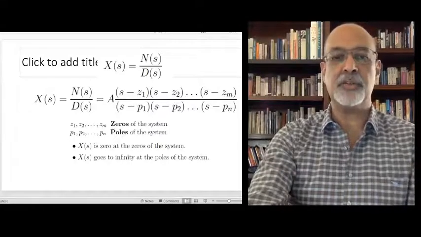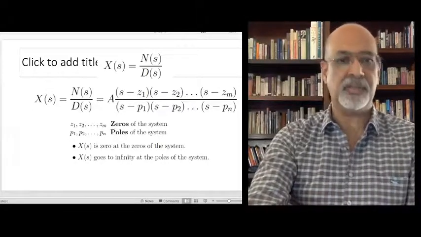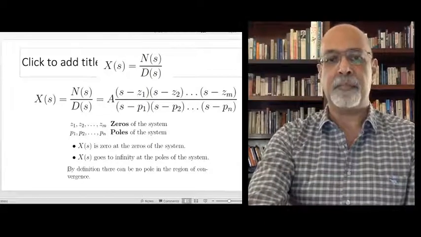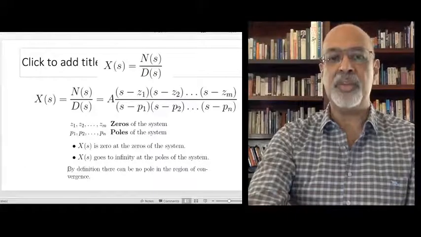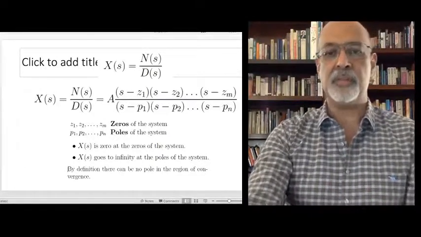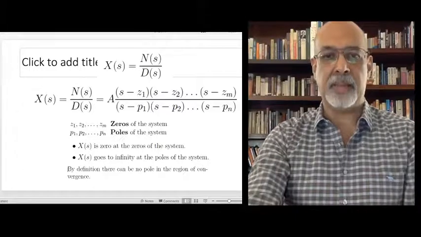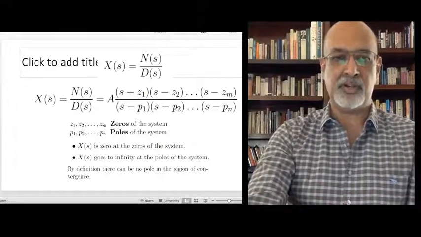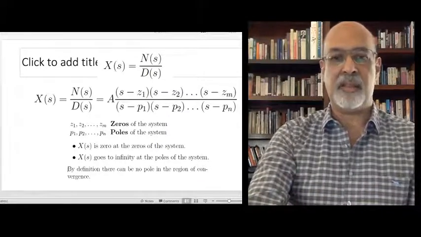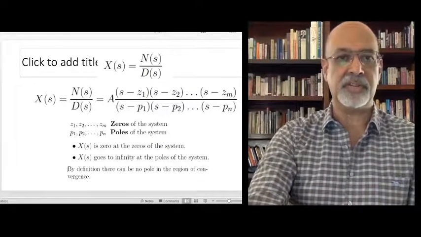So X(s) goes to 0 at the zeros of the system, and it goes to infinity at the poles of the system. And by definition, then, we can't have a pole in the region of convergence, right? As soon as we have a pole, that means that the function has blown up, has gone to infinity, and therefore that can't be the region of convergence.